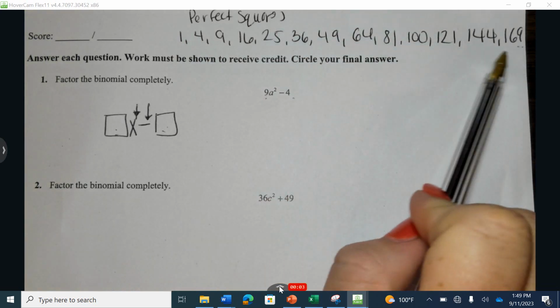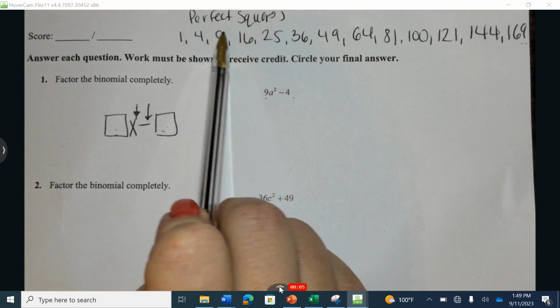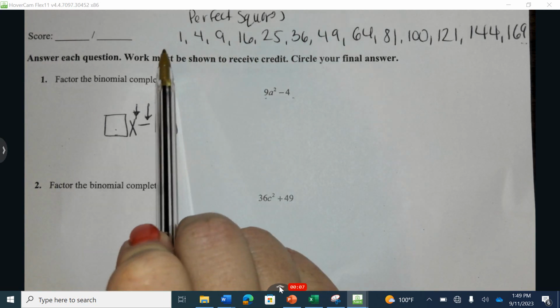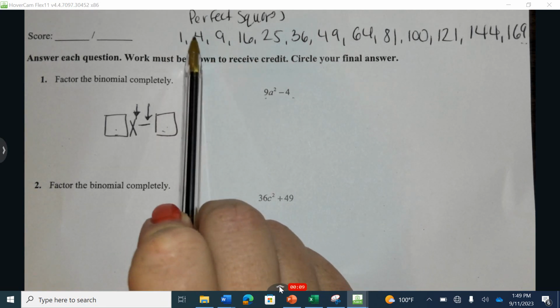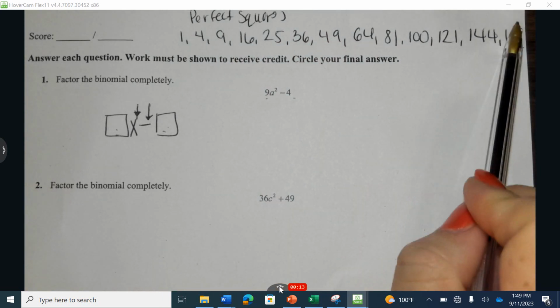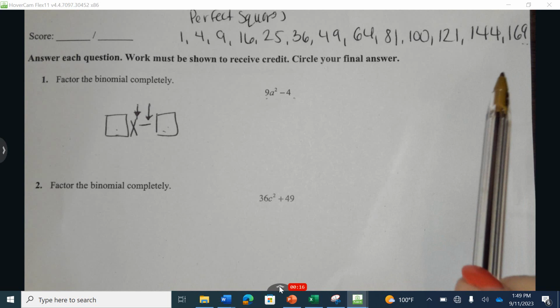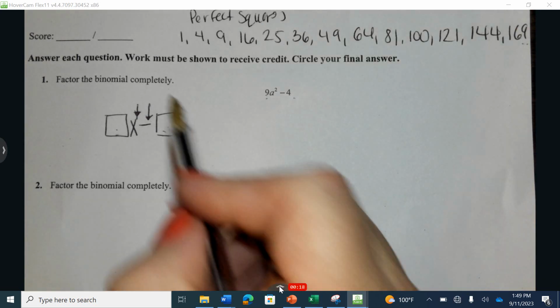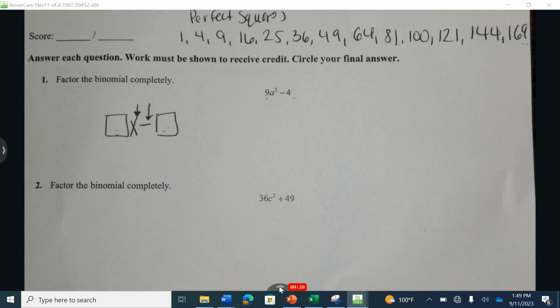Perfect squares. You're able to achieve a perfect square by taking a number times itself, like 1 times 1, 2 times 2, 3 times 3, 4 times 4, and so on. The list doesn't stop at 13 times 13. 14 times 14 would be 196, 15 times 15, 225, and it just keeps going. So a couple things to look for here.